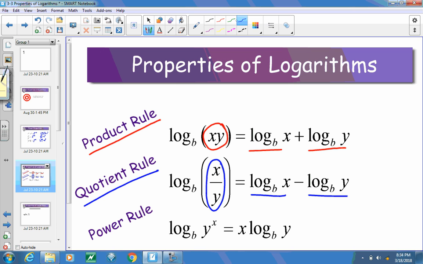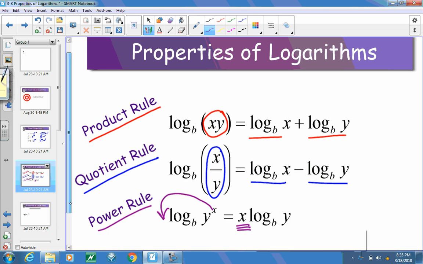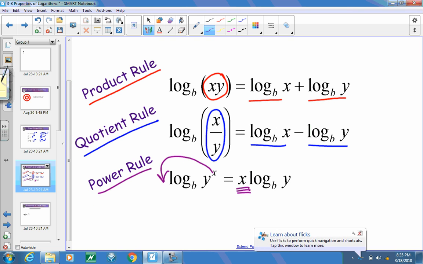The last one is probably the most important one that we talk about here, the power rule. The power rule is when you're taking something to a power, then we talk about multiplying. What the power rule does is it brings our power out in front, and it takes x times the log base b of y. The reason this power rule is so important to us is because when we start solving for exponents, we want to get that variable x out of the exponent. By taking the log base b of y to the power of x, that x is going to come down out in front.